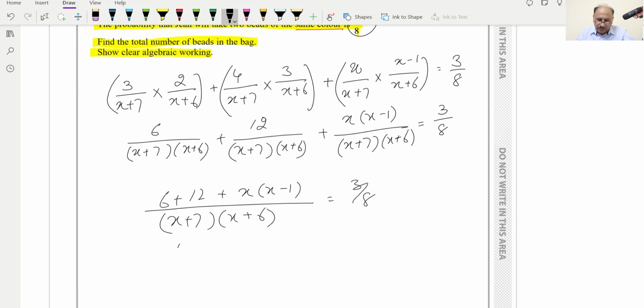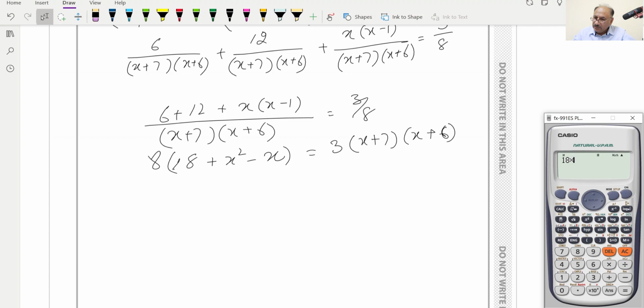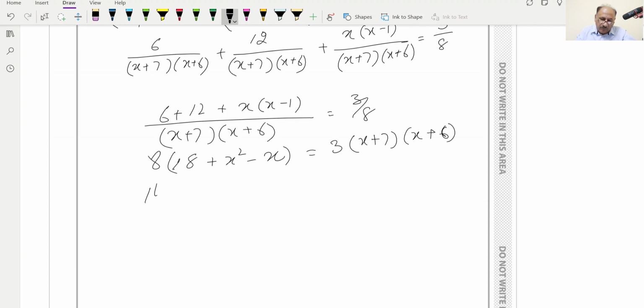Now we can open this one. This will be 18 plus x squared minus x, and we can cross multiply as well, so this will be multiplied by 8, and this will be equal to 3 into x plus 7 into x plus 6. Now we can multiply inside, so 18 multiplied by 8 will be equal to 144 plus 8x squared minus 8x is equal to 3x plus 7, not 7, 3x plus 21, and this will be multiplied by x plus 6.